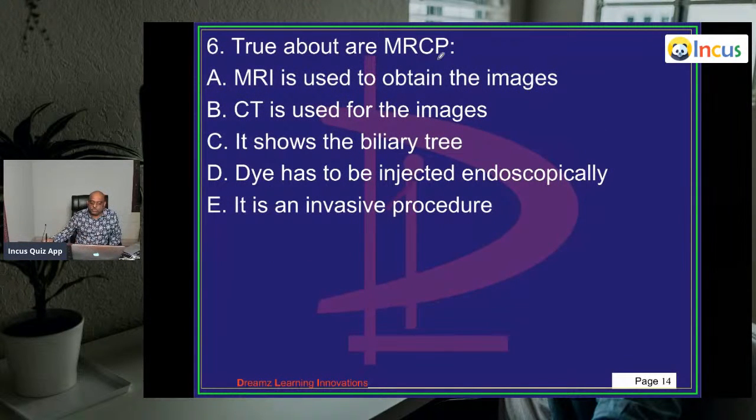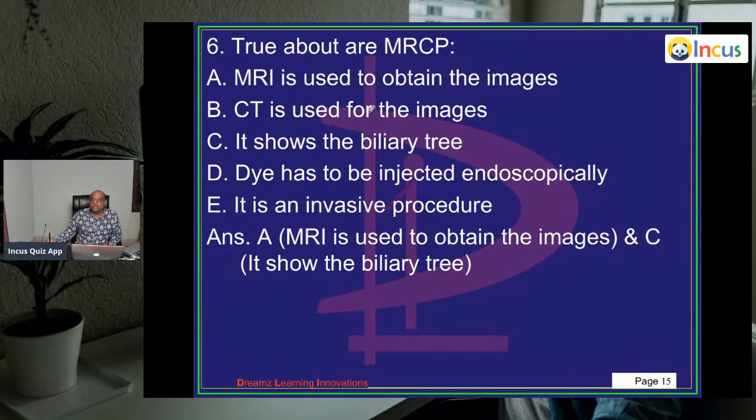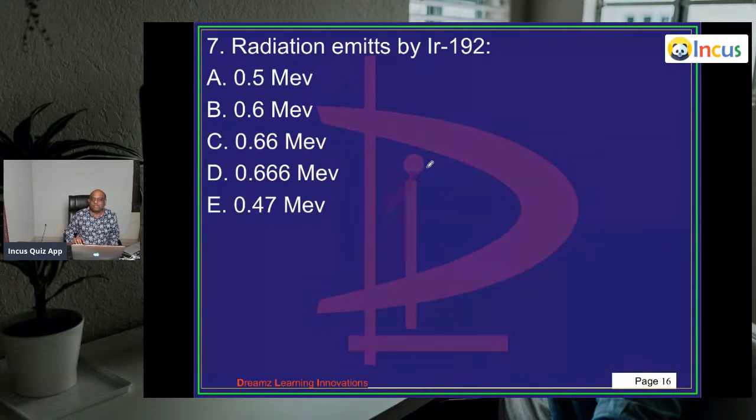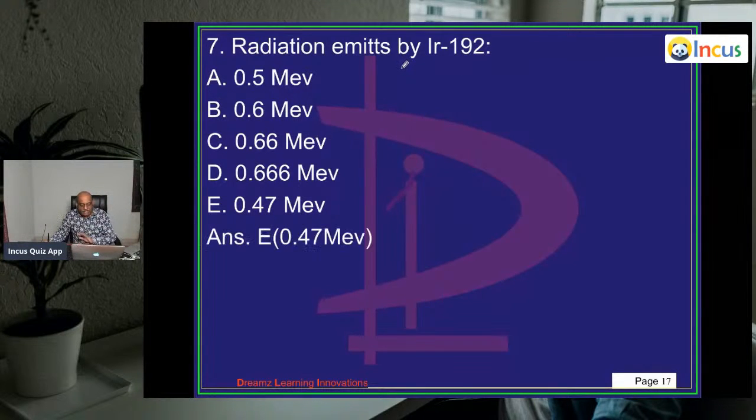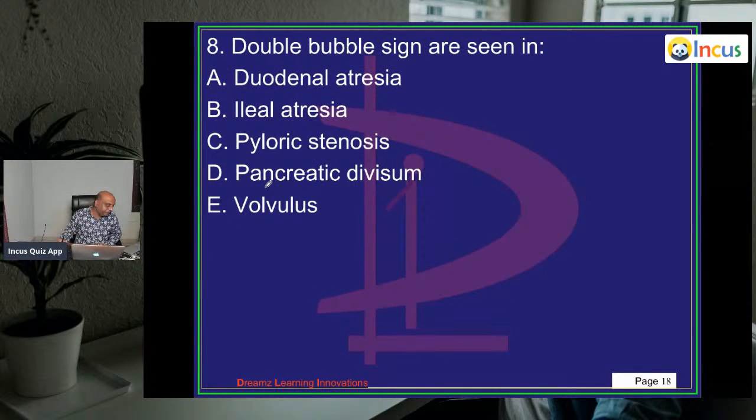Now, with regard to magnetic resonance pancreatography, how do you do that? We use the MRI to obtain the images, and typically MRCP shows the biliary tree is what you need to basically remember. If you are using iridium 192, how much radiation? This is purely a numerical value. 0.47 is the value that you need to remember.